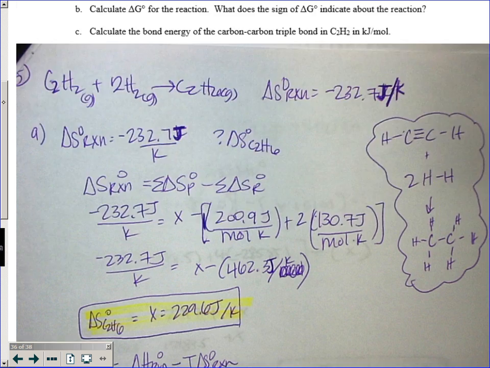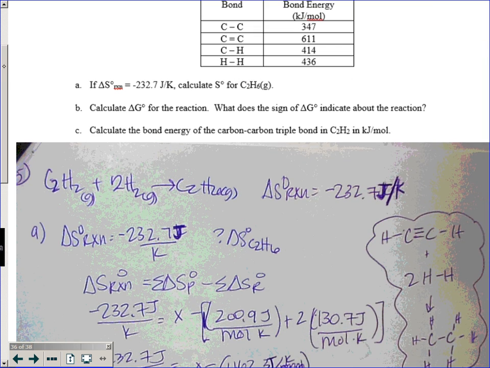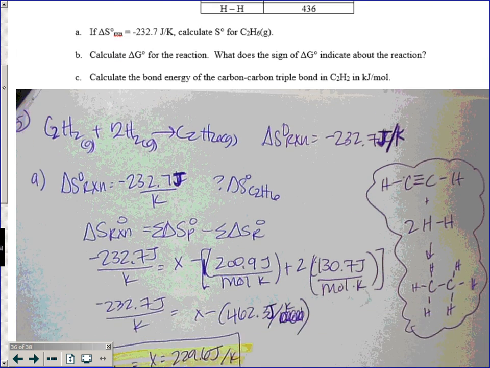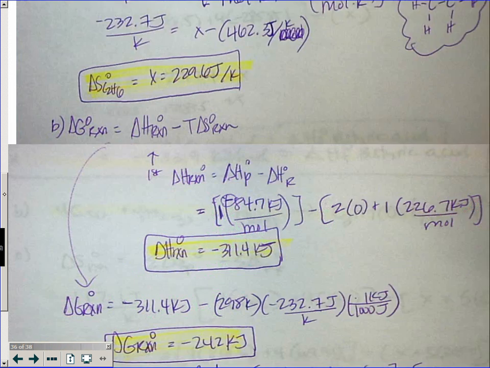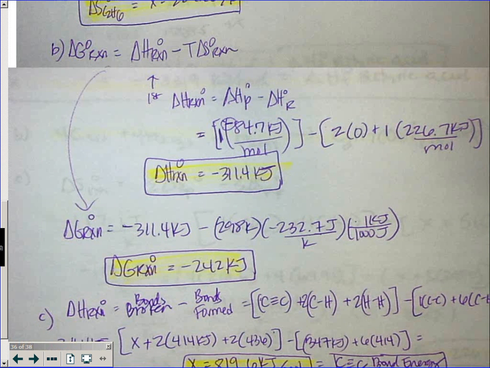And then for B, calculate the delta G for the reaction. What does the sign mean about the reaction? Given you have everything to plug into delta G equals delta H minus T delta S, you first had to find your own delta H, and that would be for the total reaction exothermic, negative 311.4 kilojoules. Getting a good approximation there? Yes. And then after that, plug it into your delta G equation.